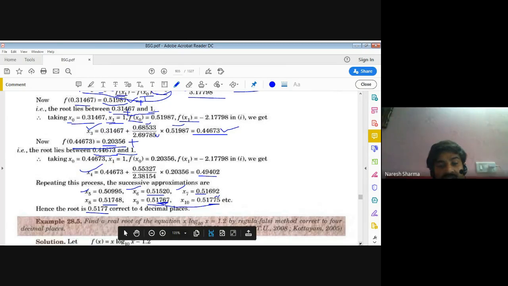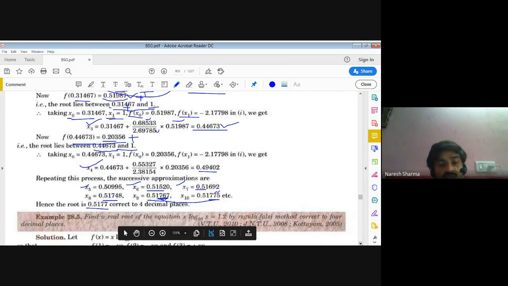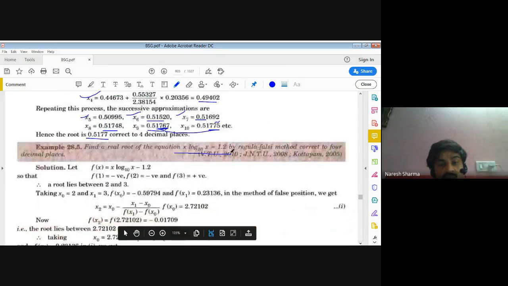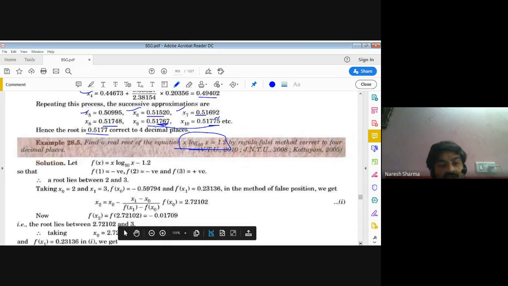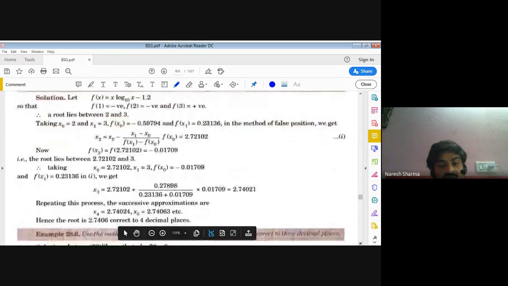Hope it's okay. So the next question is similar to your previous one. It involves a logarithmic function. So normal calculation, nothing special. You can try this yourself.